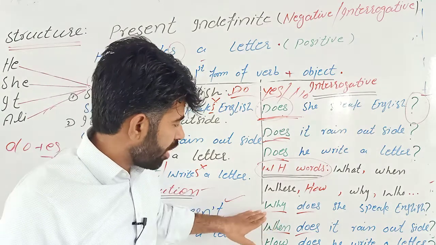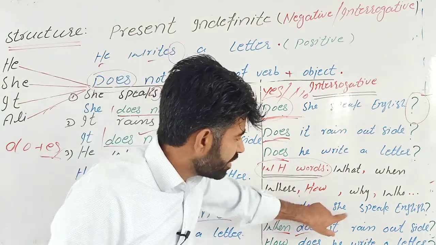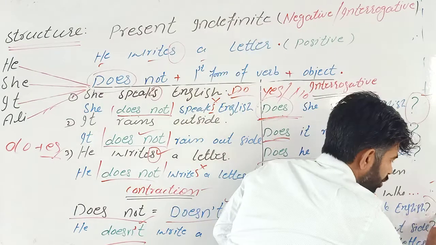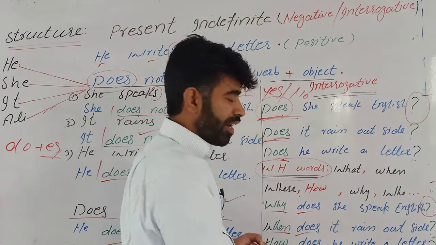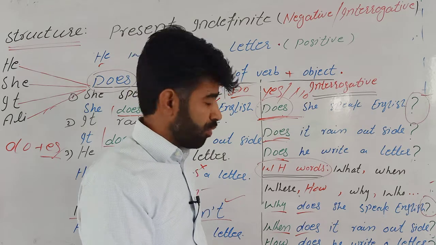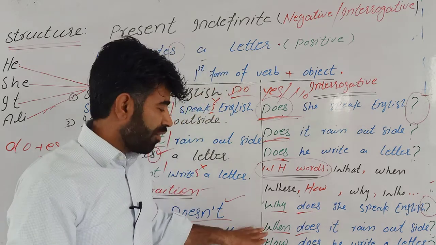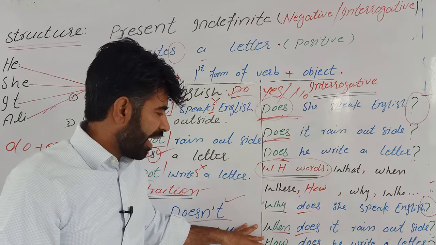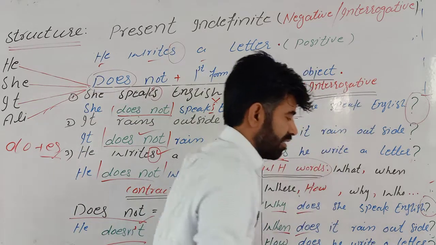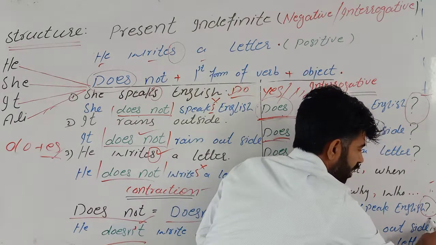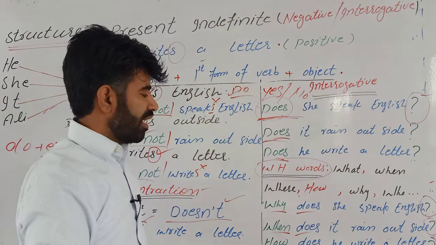So look at this now. Why does she speak English? And once again, the question mark, the sign of interrogation, is really important. When does it rain outside? No, we cannot answer it yes or no. You have to give a proper answer. And how does he write a letter? So we need to have a question mark at the end once again.